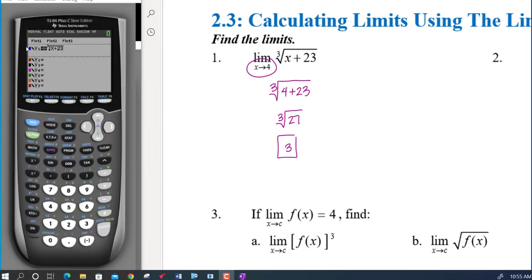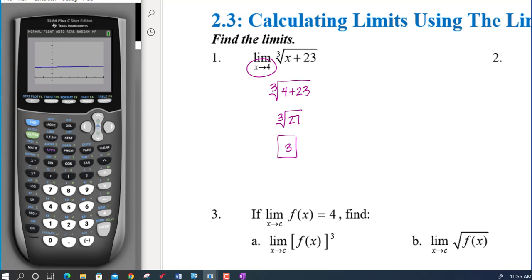Okay, so if I type in the function y equals the cube root of x plus 23, and go to window and maybe just shrink my window down a little bit. For x values, I just went from -2 to 6 because I'm really only concerned with this x value of 4 to the left and to the right of that value. And the y min being -2 just allows me to see the axes and a y max of 10. So let's just see if this gives us a good picture here. All right, so here's my graph.